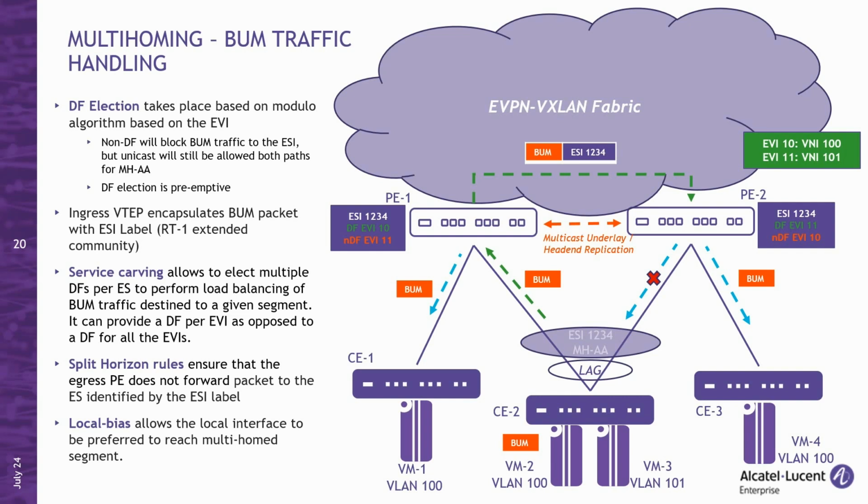So how does split horizon work? The ingress PE will add an ESI label to the BUM packets, which identifies the originating Ethernet segment. The egress PE will check the received BUM packets. If the packet includes an ESI label that was allocated to the locally attached Ethernet segment, the PE does not forward the packets over this link. Otherwise, BUM packets are properly forwarded to the Ethernet segment if the PE is the designated forwarder. Also, the local bias feature allows the local interface to be preferred to reach the multi-homed segment. For example, VM1 to VM2 traffic will be preferred through PE1.